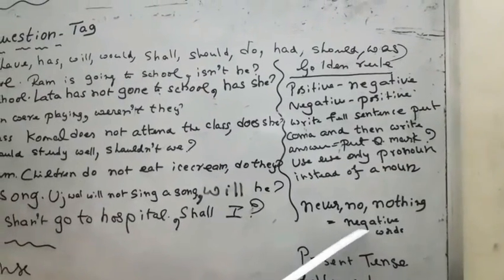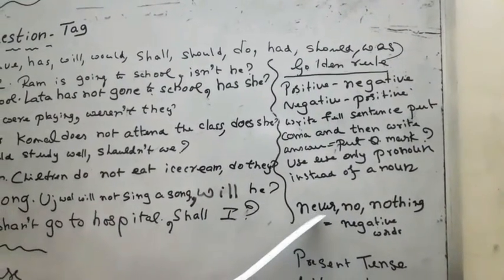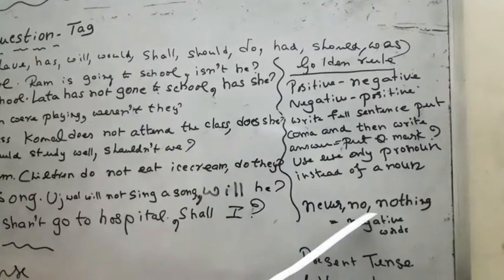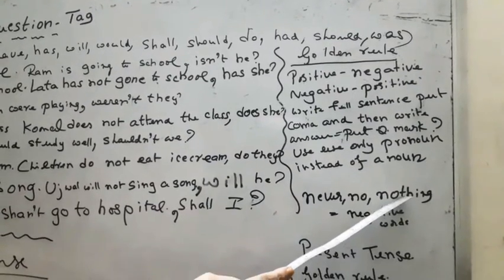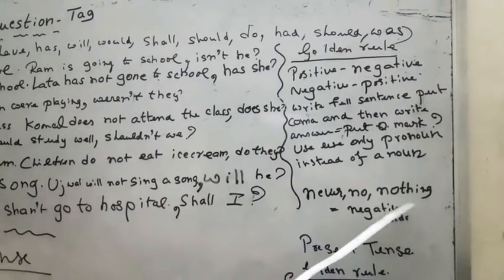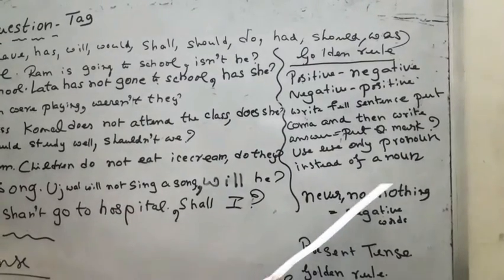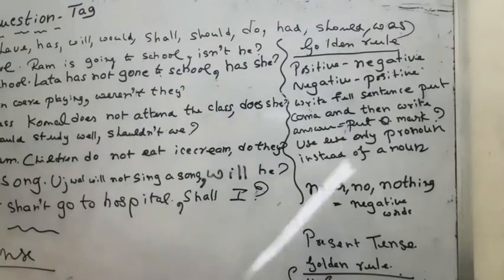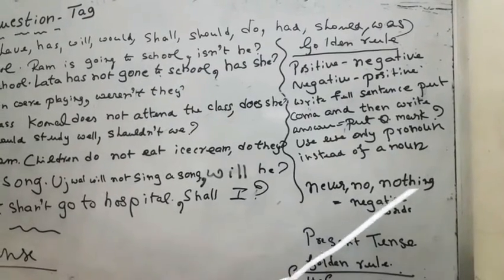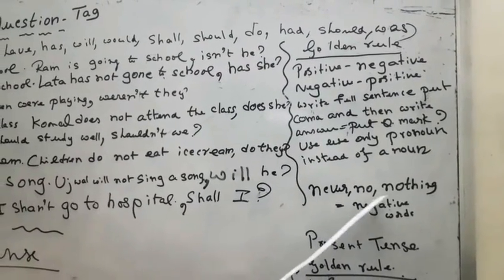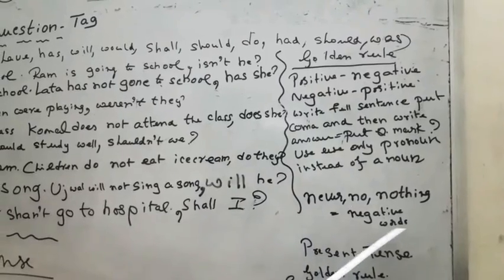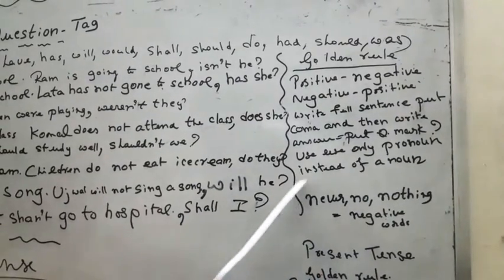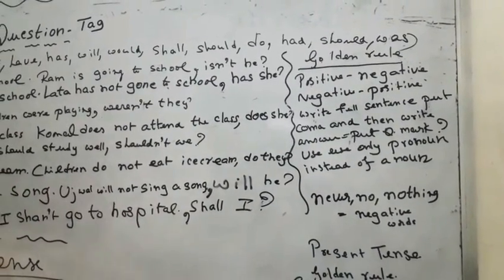I shall tell you another rule. If words like never, no, nothing, negative words, come, all these three words are negative. It means the sentence is negative. You have to remember it. Never, no, nothing are the negative words. So the sentence is also negative.